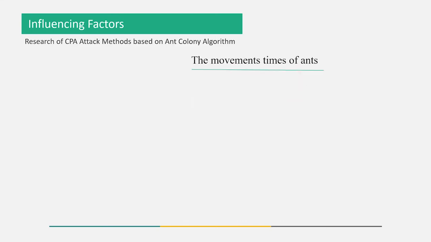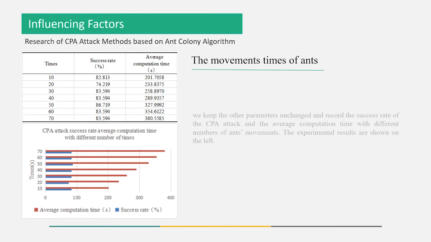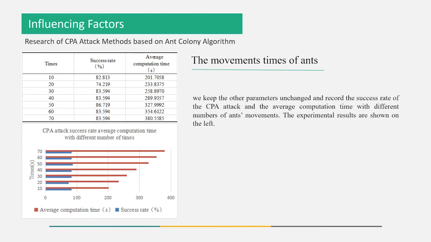Then, we keep the other parameters unchanged and record the success rate of the CPA attack and the average computation time with different numbers of ant movements. In this experiment, we can conclude that the optimal number of ant movements of the ant colony algorithm is 50. To ensure that the experiment results are not affected by the number of ants, it is set to 200, leading to a longer average computation time. It is more appropriate to repeat the experiments until the ant number is adjusted to an optimal value.